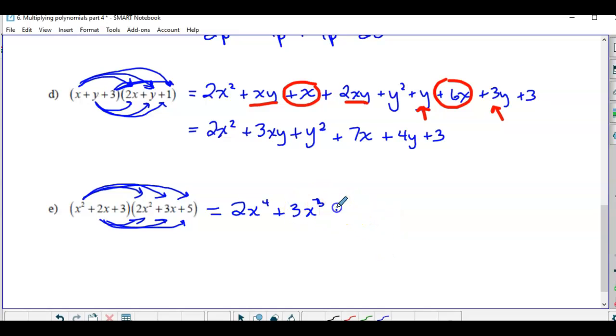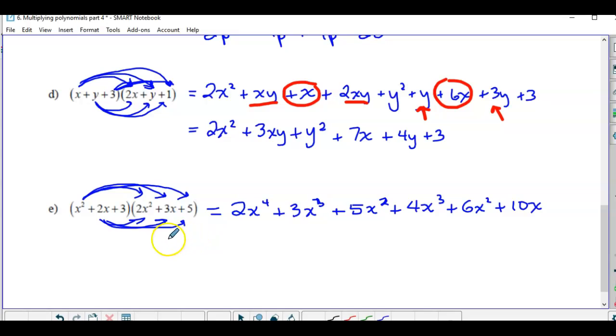X squared times 5 is 5x squared. Okay, and then my next set of brackets, 2x times 2x squared is 4x cubed. 2x times 3x is 6x squared. 2x times 5 is 10x.